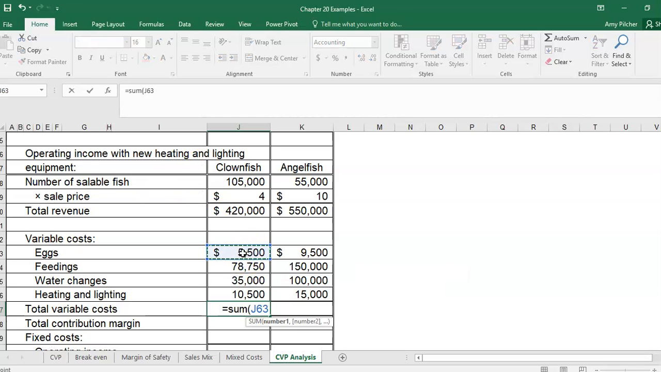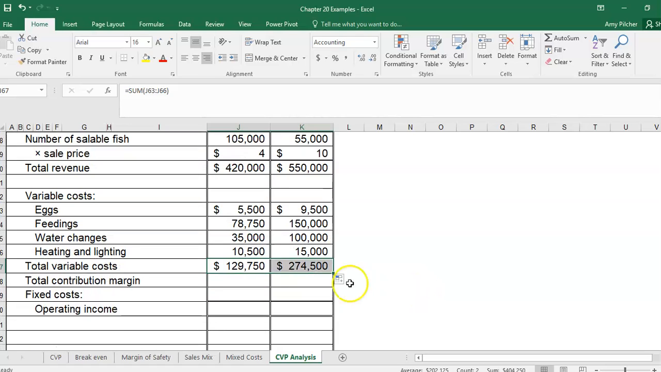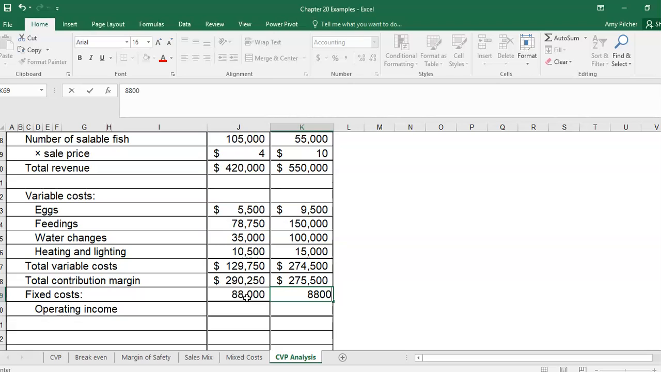Total variable costs, we add those together. Contribution margin is revenue minus variable costs. Our fixed costs are $88,000. And now our operating income is contribution margin minus fixed costs.